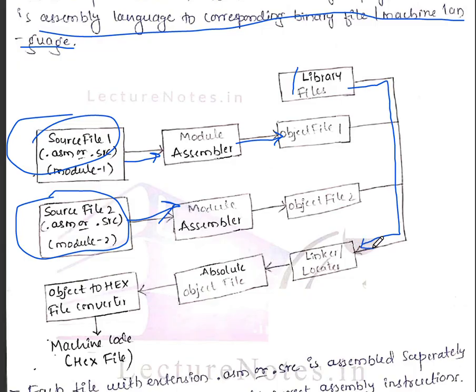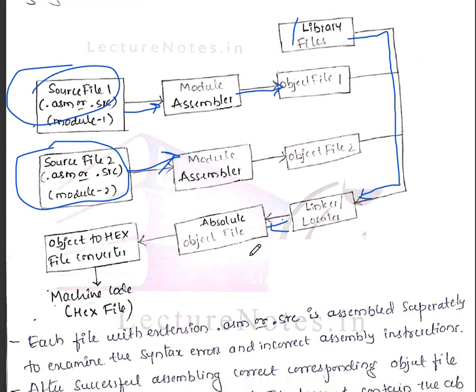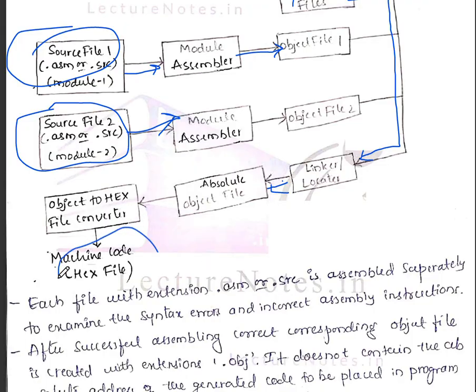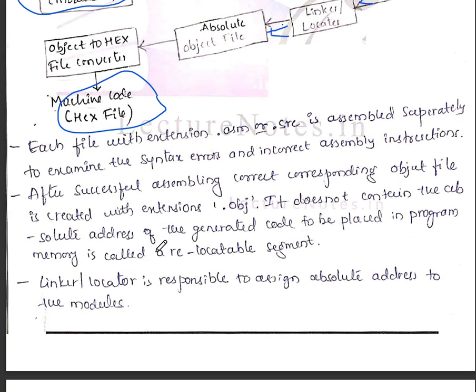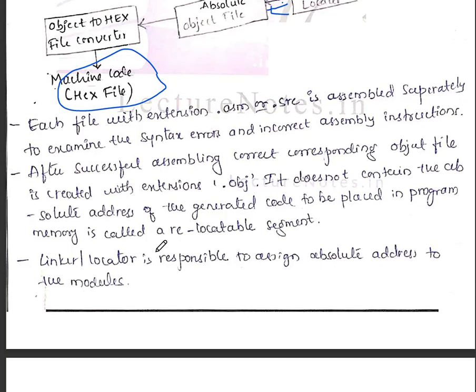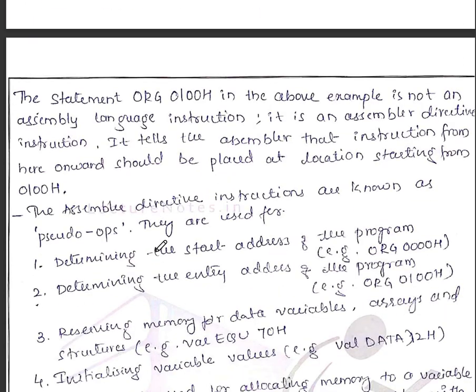So the linker or locator will map the object file as well as the library files together. Then it will move to the absolute object file. From the absolute object file, it will get converted by the object to hex file converter, and this is the final machine code that you obtained. So you have to explain in detail what happens after each step.